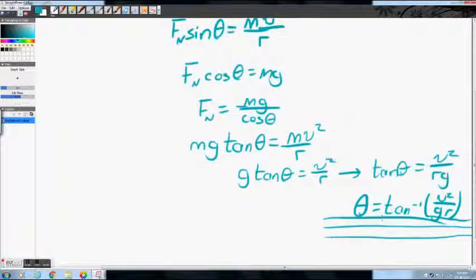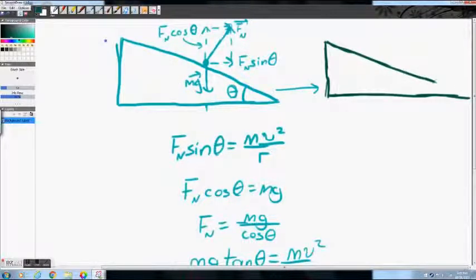So we know Fn cosine theta equals mg in this case. So Fn equals mg over the cosine of theta. So when we plug this back into our original equation, we get mg times the sine over the cosine of theta. Sine over cosine is tangent. That's equal to mv squared over r. Cancel out masses. g tangent theta equals v squared over r. And finally, tangent theta is v squared over rg. And we take the inverse tangent of v squared over rg, or gr, gives us theta.